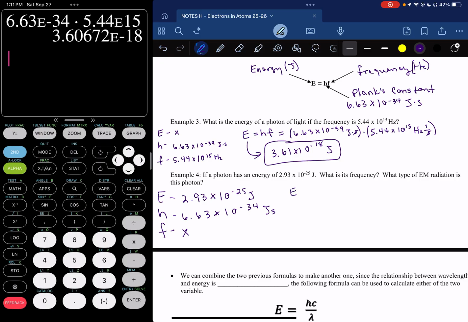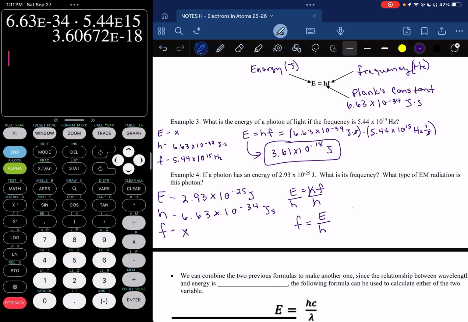And so if this is my equation, how I start it, and I want to solve for frequency, I need to get it by itself. And so I'm going to divide by Planck's constant on both sides. And isn't that easier than writing all of it out? If we don't rearrange our formula first, we end up writing down more numbers and more things. And the more you write down, the more opportunity for error. So it's just a little easier to do it this way. And so now we have frequency equals energy over Planck's constant.